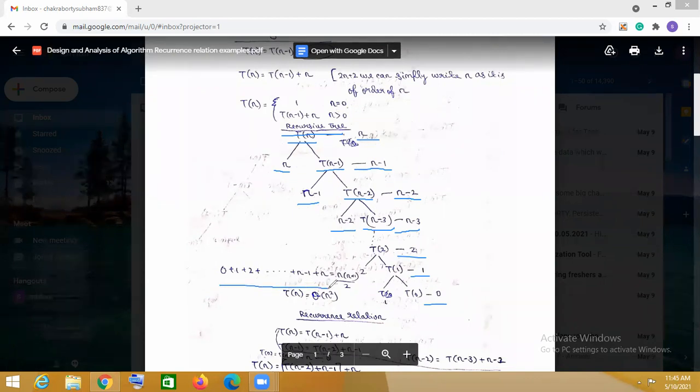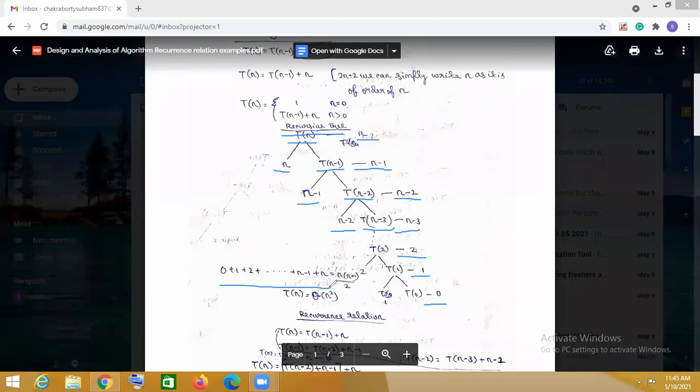It is the sum of the natural numbers. Then what is the formula of the sum of natural numbers? It is n times n plus 1 by 2. This is the formula for the sum of n terms. So that's why it is written n into n plus 1 by 2.